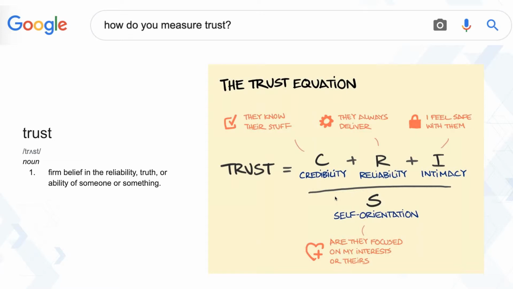Divided by self-orientation. So this is the interesting part about this equation, that it's divided by self-orientation, which means, are they focused on my interests or theirs? So if I'm greedy, if I'm self-oriented, if I'm all about myself, I have a high number here, then that's going to decrease my overall trust dramatically. If I have a low number, so if I'm thinking like a non-profit, I have low self-orientation, I'm not trying to make a profit, I'm just trying to help, then I'm more trustworthy.